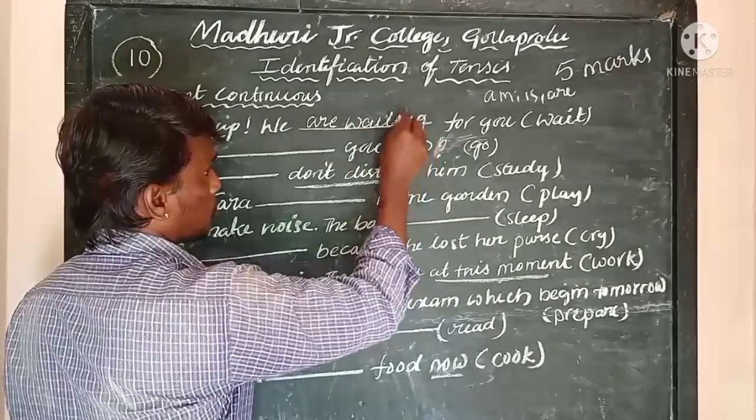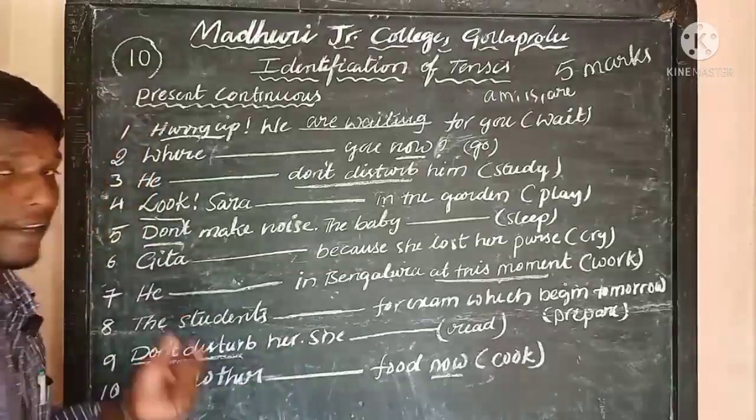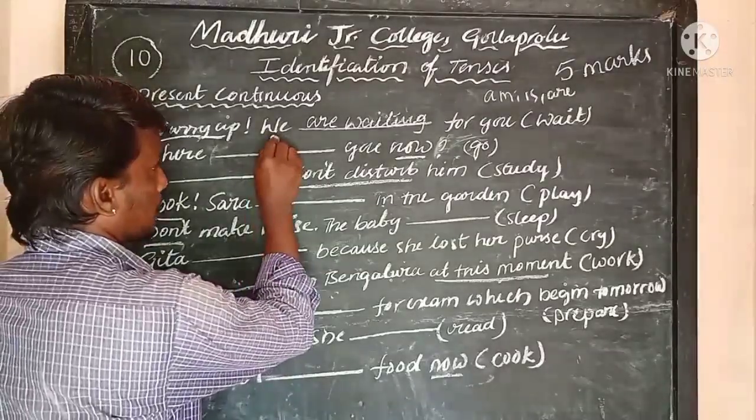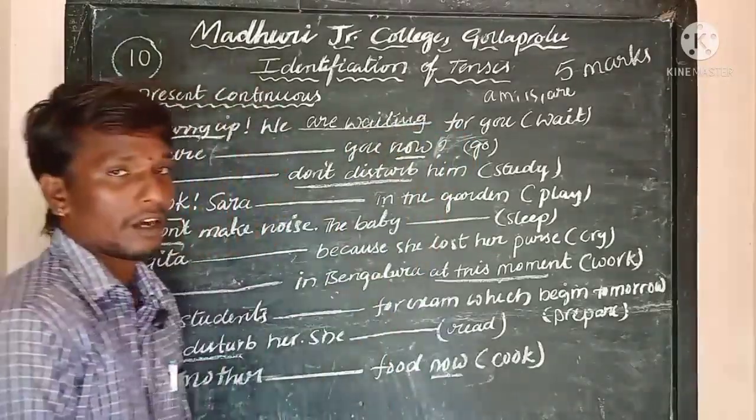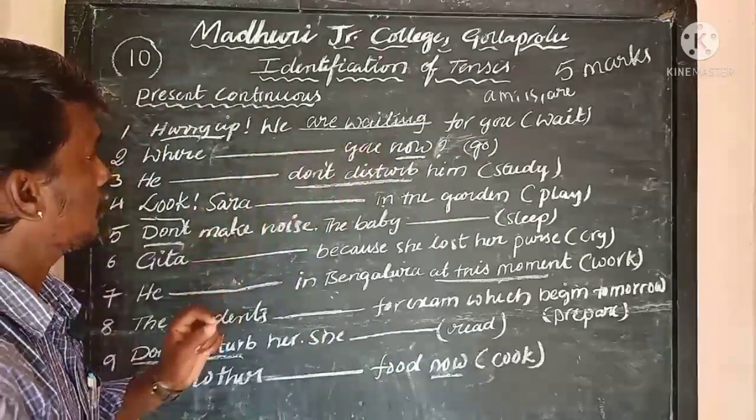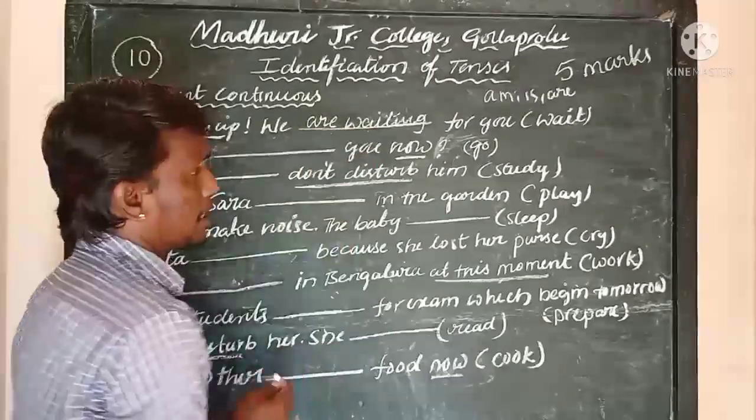There you should use the ing form, waiting. See here, according to the structure, subject plus be form plus verb plus ing form plus object. This is how the present continuous tense is written. See, hurry up, we are waiting for you.